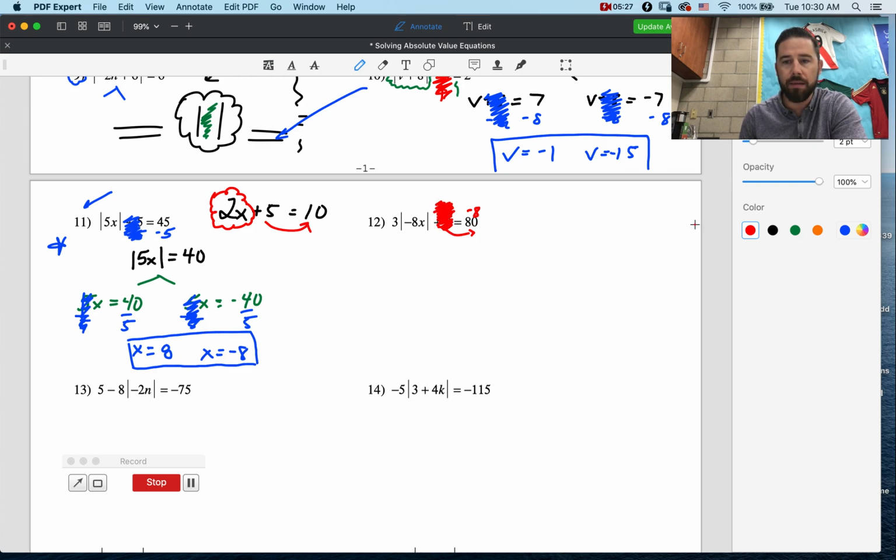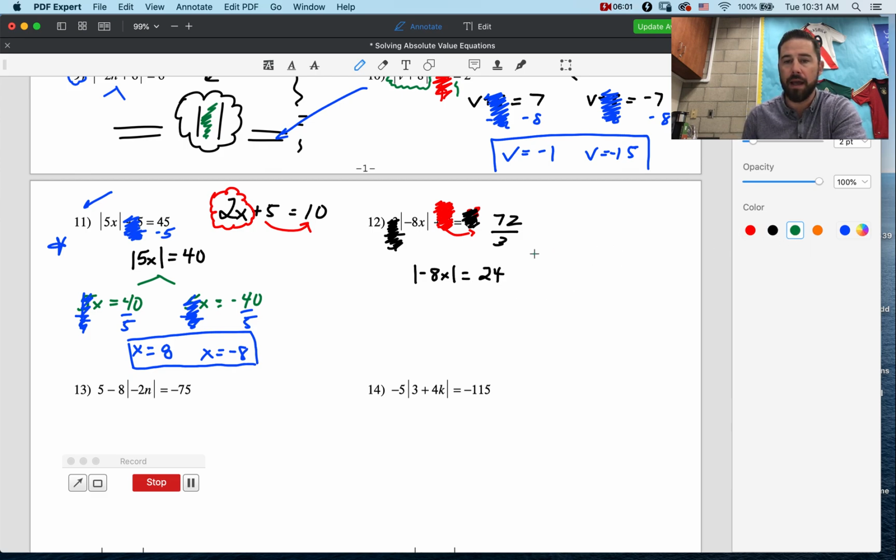Okay, now 80 minus 8 is 72. Now what we can do is divide by 3 and divide by 3, and look, that guy's gone. So we subtracted the 8 from both sides first, and then we divided by 3 on both sides, and now what we have is the absolute value of negative 8x equals, I think it's 24.